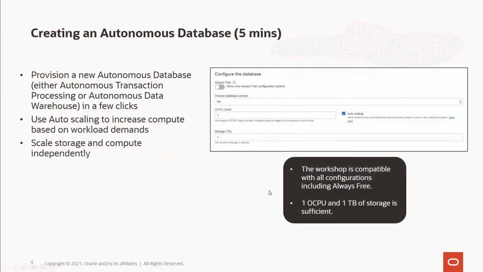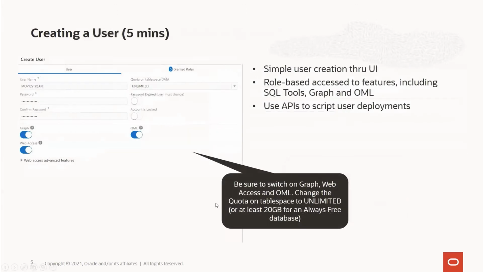So in this first part of the workshop, we'll create a brand new autonomous database. We can do that in just a few clicks. You can observe as you go through the provisioning process how easy it is to pick the initial number of OCPUs, to pick the options to auto scale that, to pick the amount of storage, and all of that can be done in just a few clicks of the mouse.